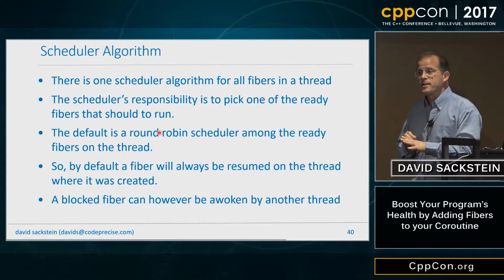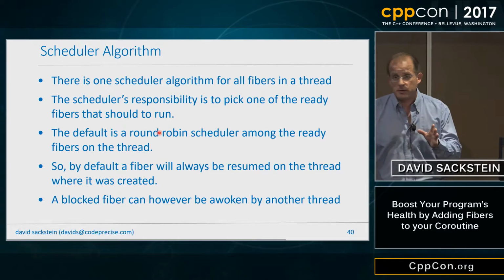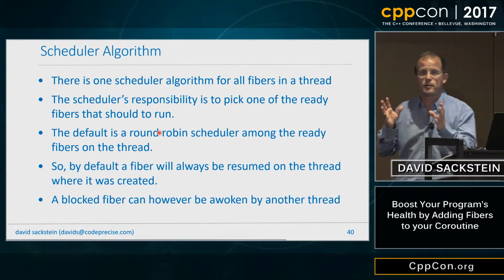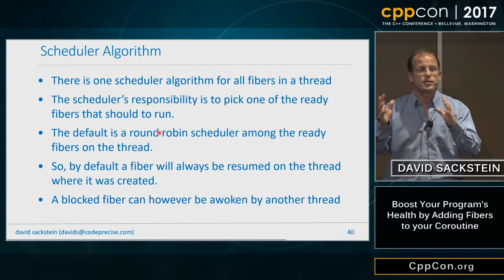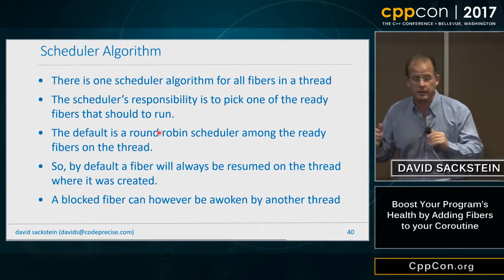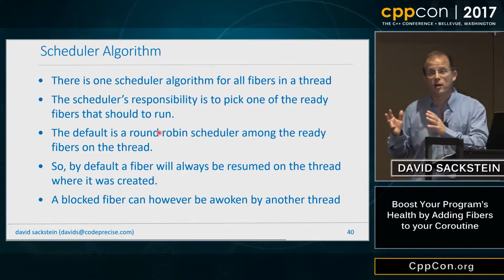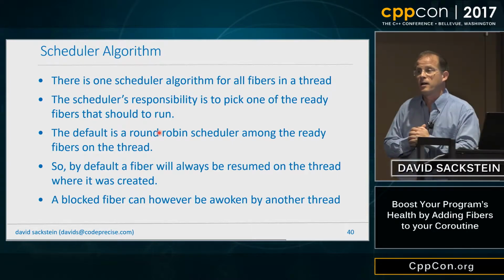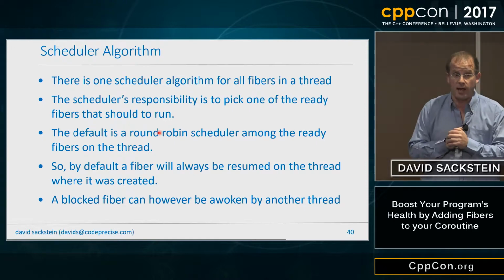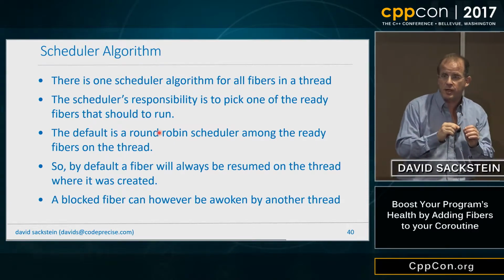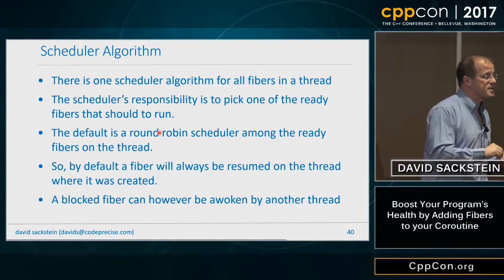The scheduler algorithm itself has a default. The default is a round-robin scheduler. So it generally tries to treat all the fibers in a thread fairly. But you can decide on the scheduler algorithm yourself. You can implement your own, and you can use some of the other options that are provided with the library. So for instance, if you want to associate a priority with certain fibers, you can do so. And this is completely customizable.